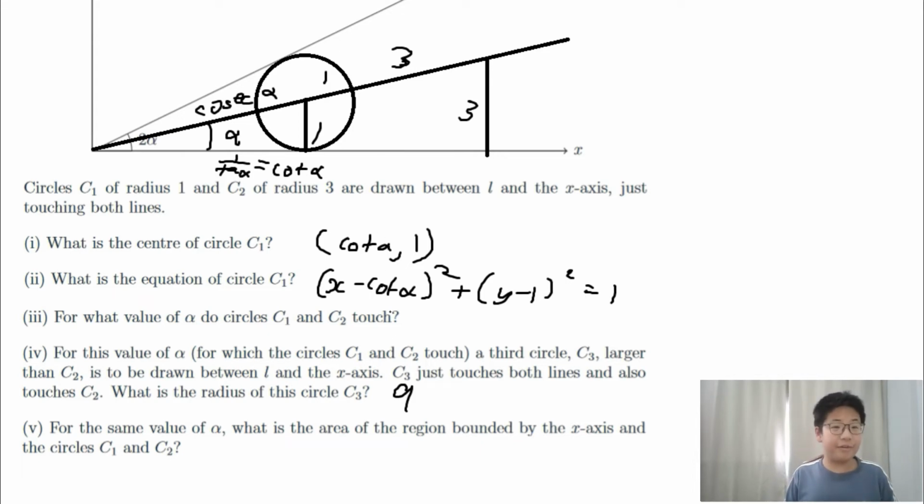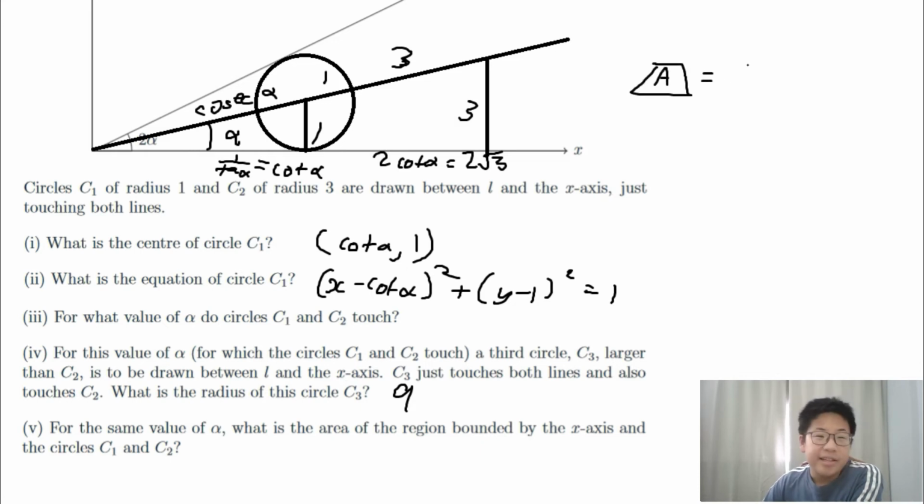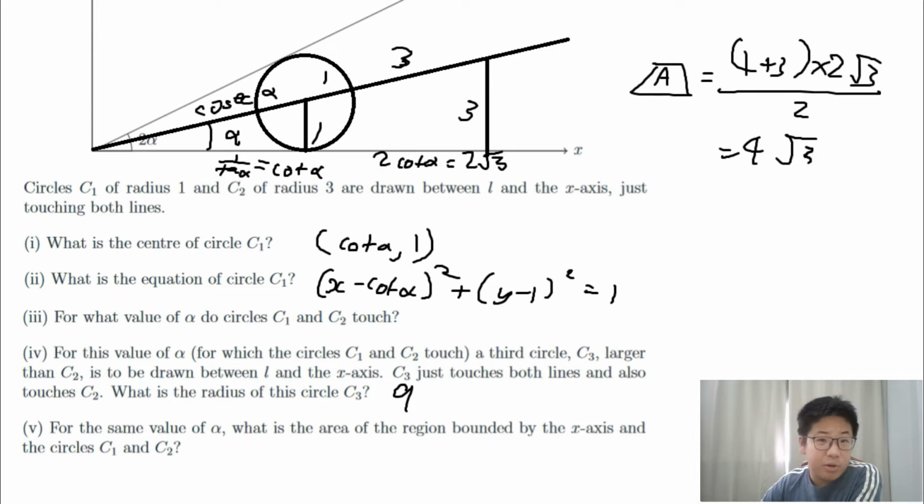For the same value of alpha, what's the area of the region bounded by the x-axis and the circles C1 and C2? So basically we have to calculate the area of this trapezium. This thing here is actually 2 cotangent alpha, and cotangent pi over 6 is root 3, so it is twice the square root of 3. So the area of the trapezoid equals 1 plus 3 times 2 root 3 over 2, which equals 4 times the square root of 3.